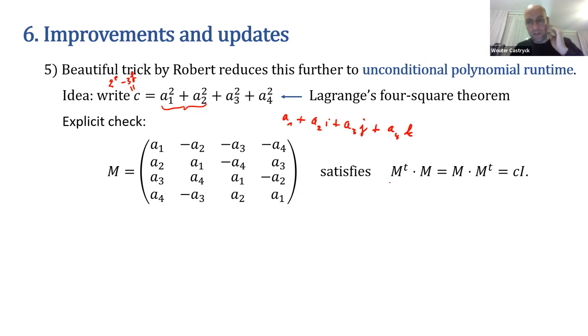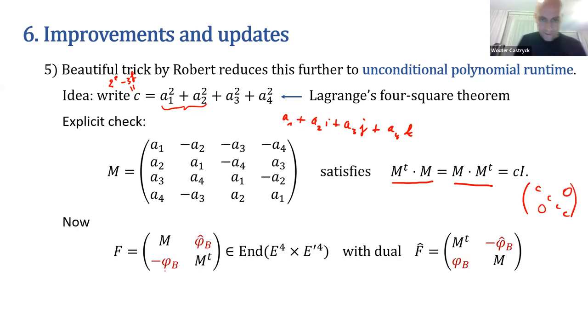But the crucial property is that that matrix times its transpose equals the transpose times the matrix equals just a diagonal matrix C, C, C, C. Okay. Using this, you can write down this endomorphism. So we are no longer using an auxiliary curve. This is the starting curve, this is the ending curve. And we can write down this endomorphism.